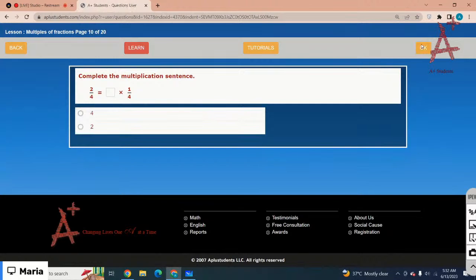Okay, the next one is 2 over 4 equals the missing number times 1 over 4. So which is the correct option? Yes, very good. That would be 2 times 1 over 4. The correct option is 2. Got it?